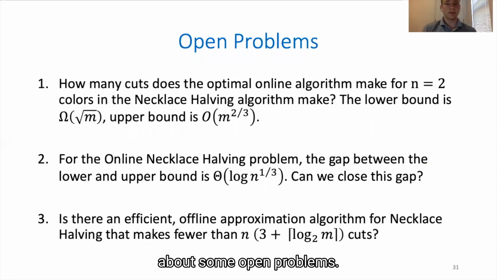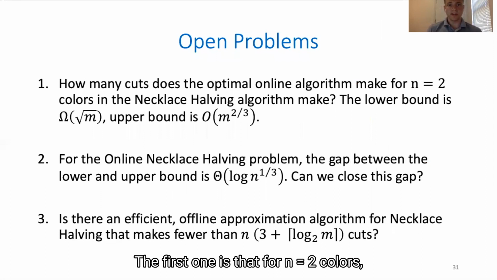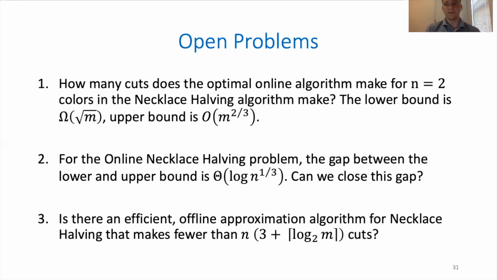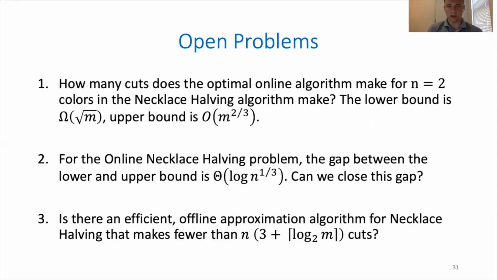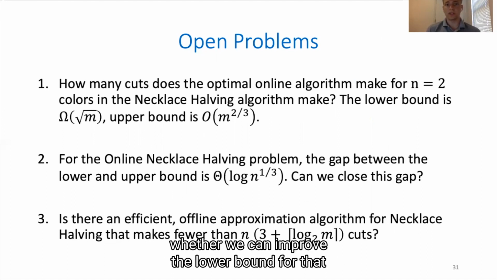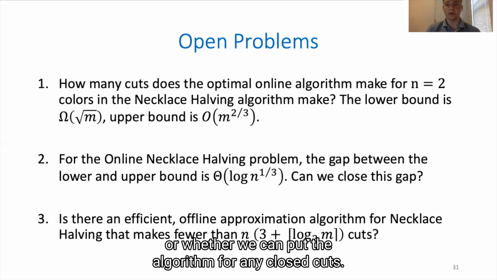And lastly, we're going to be talking about some open problems. The first one is that for n equals 2 colors, the gap between the upper bound and the lower bound is m to 2/3 in the online version. And so we would like to know whether we can improve the lower bound for that, or whether we can improve the algorithm for n equals 2 colors.